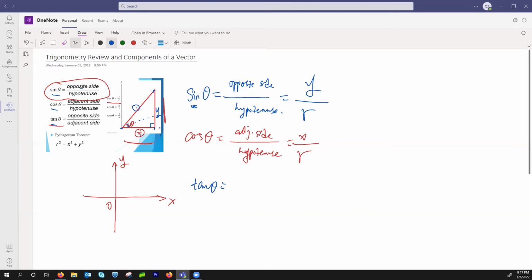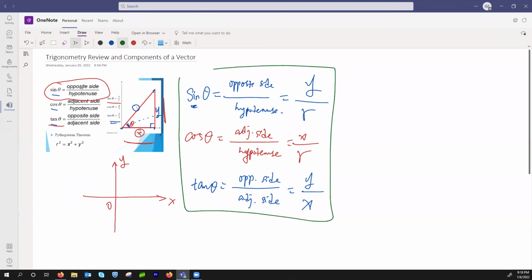So tangent theta, by definition, is defined by opposite side divided by adjacent side. From previous discussion, we know that the opposite side of the angle is y, and the adjacent side of the angle is x. So that's why tangent theta equals y divided by x. This is how we define three basic trigonometry functions. Like I mentioned earlier, there are a lot more trigonometry functions, but those are a little bit more complicated, and you will learn them from calculus.